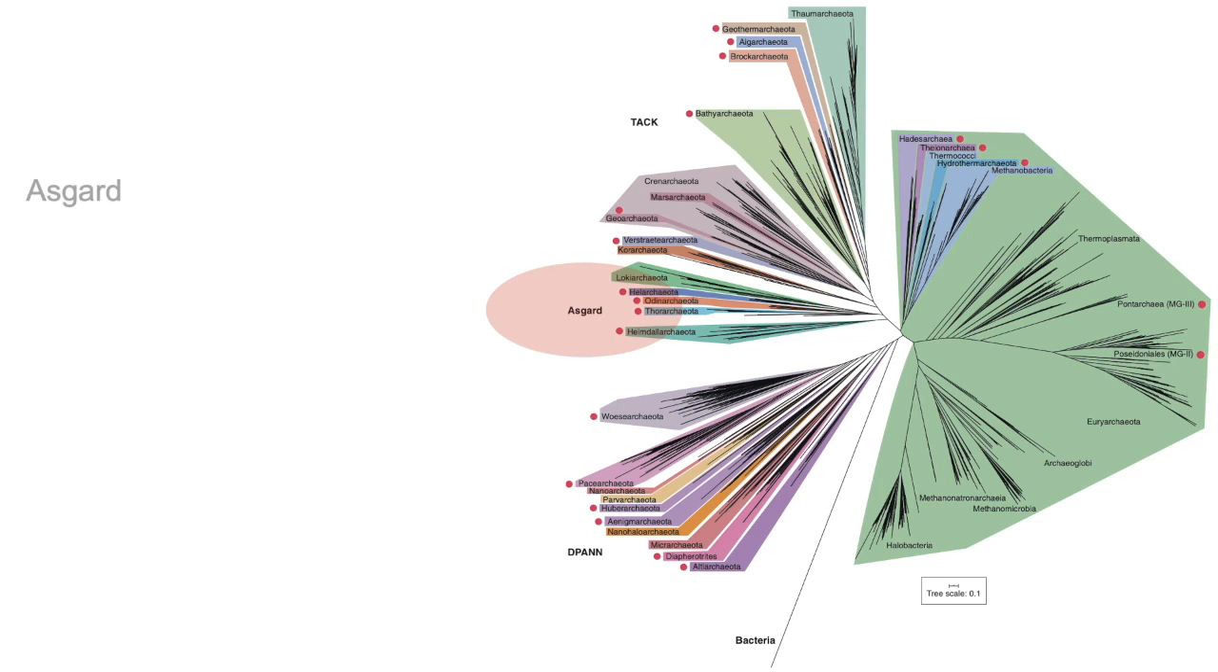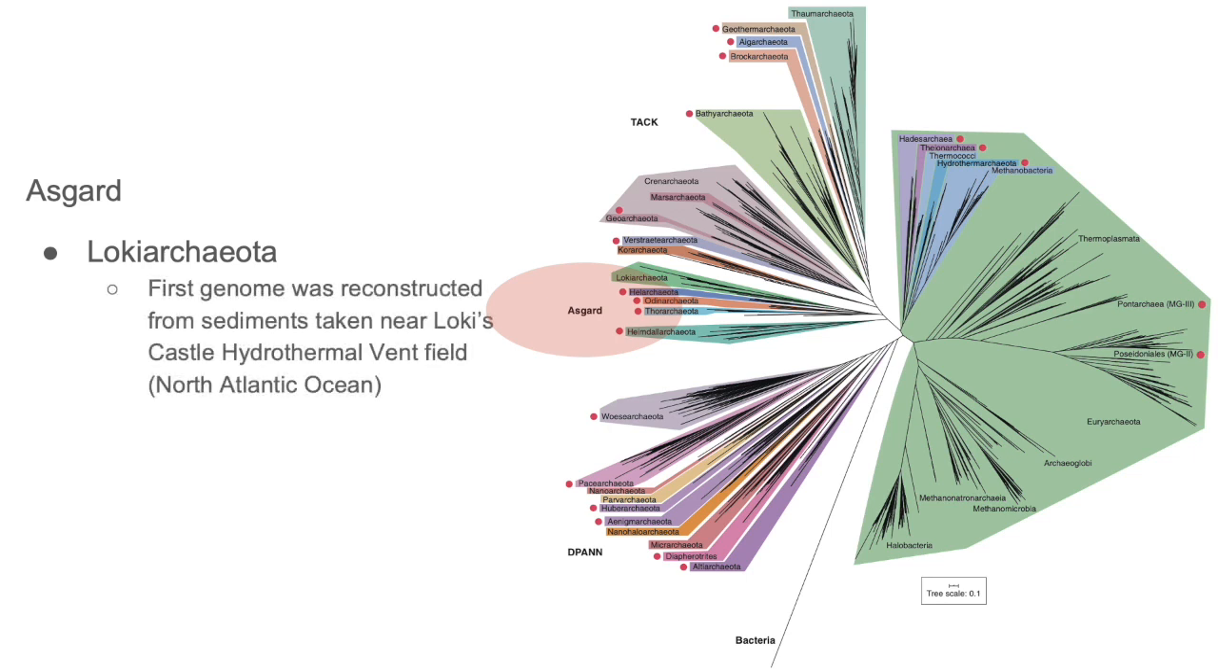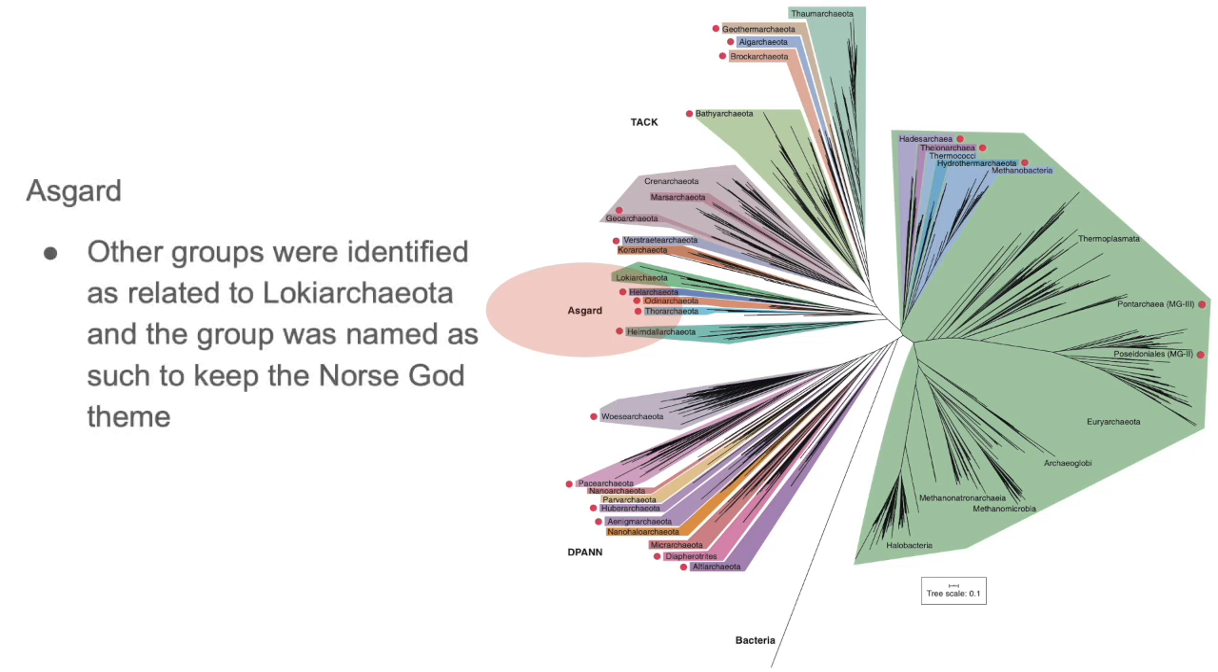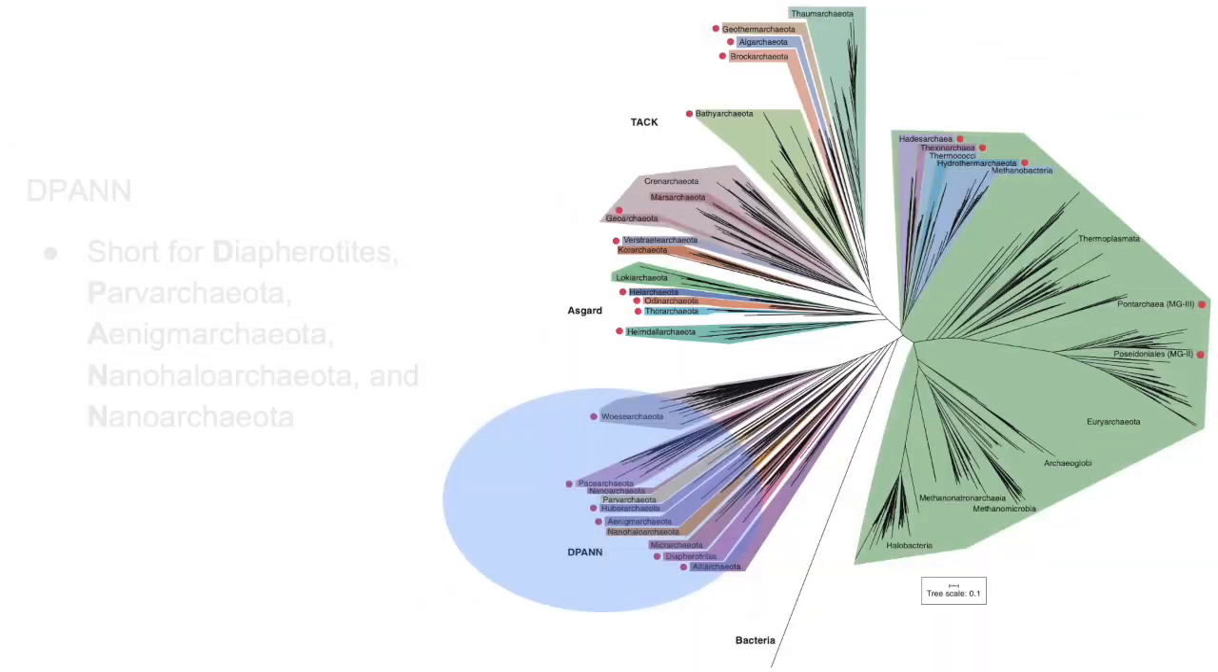Another superphylum, the Asgard, was created after the discovery of Lokiarchaeota. The first genomes of the members of this group were reconstructed from sediments taken near Loki's Castle hydrothermal vents in the North Atlantic Ocean. Soon after, other members of Asgard were discovered, and that includes Thorarchaeota, Heimdallarchaeota, and Helarchaeota. To keep to the Norse god theme, this particular supergroup was named Asgard.